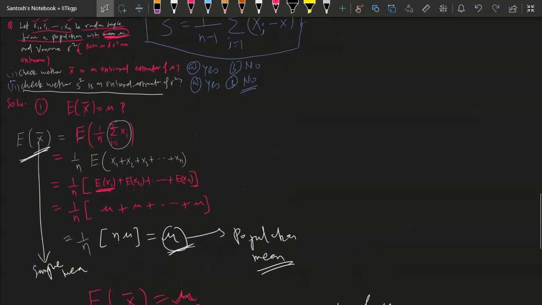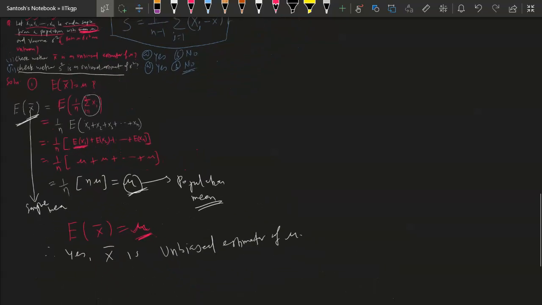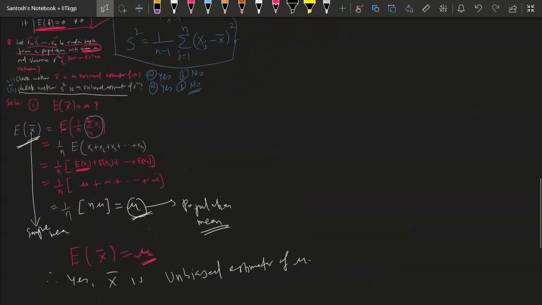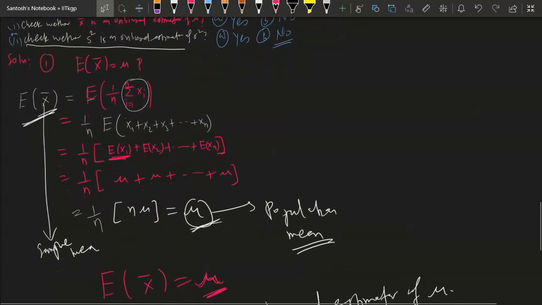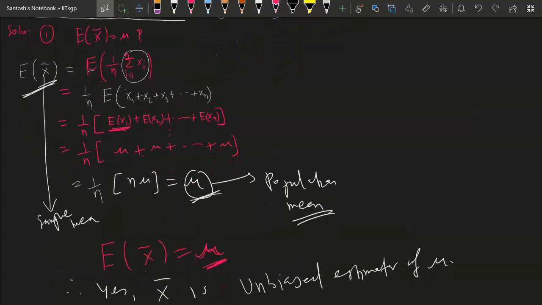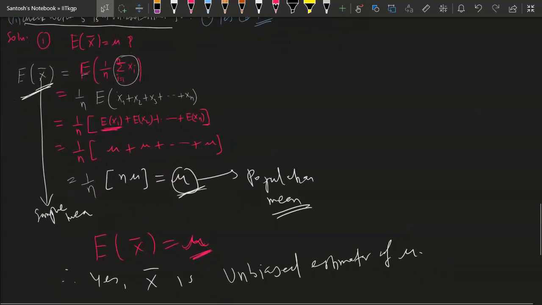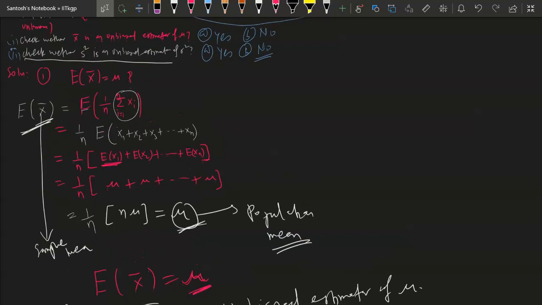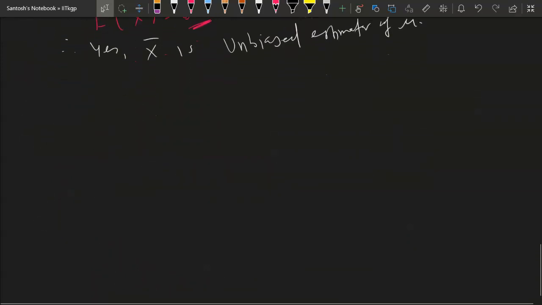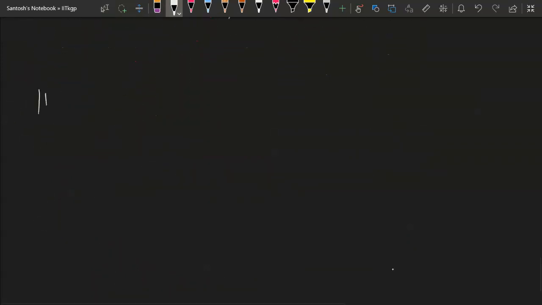Now I will come to the second part. The first part is fine. You may see it, and if you have doubt, you may ask. I just checked whether E of x bar is mu or not, so x bar is the unbiased estimator of mu. The second part: is S square an unbiased estimator of sigma square, yes or no? I will solve the second part.